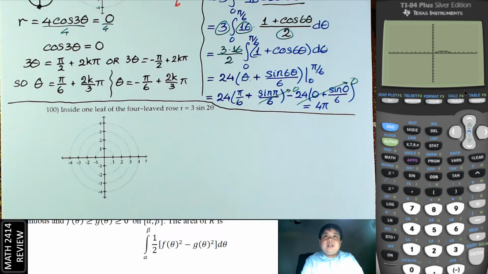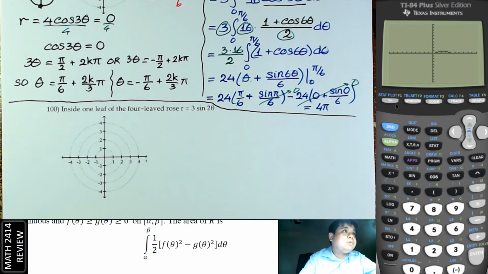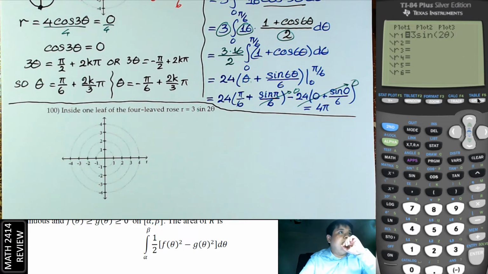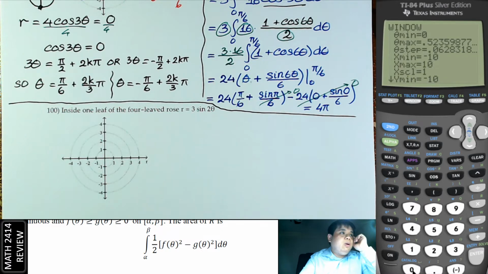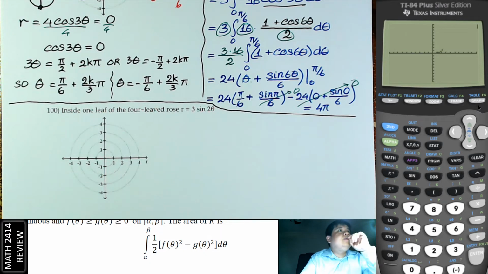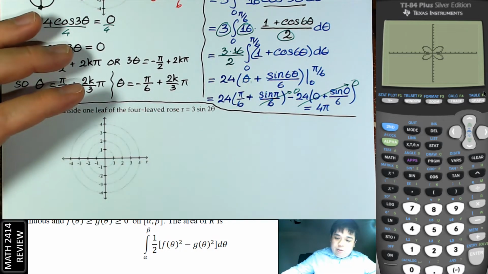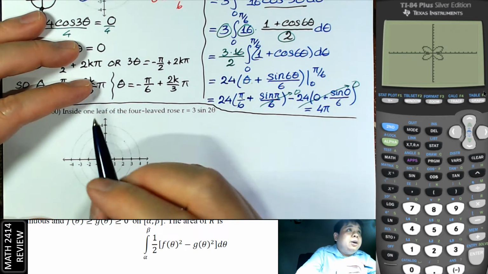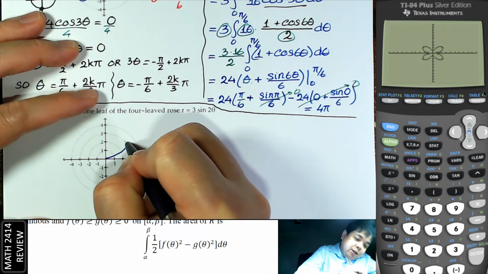Right, so just that. Next, find the inside of one leaf of the 4 rose. r equals 3 sine of 2 theta. Right. By default, it is from 0 to 2 pi. Right, so 4 roses like that. And the 3, so the rose will touch the circle of radius 3.